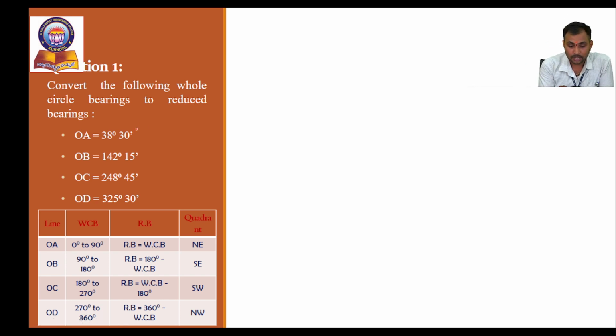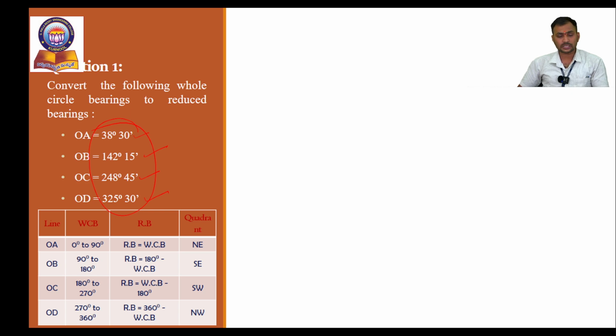See here, the object lines given: OA is 38 degrees 30 minutes. Next, object line OB is 142 degrees 15 minutes. Next, the object line OC is 248 degrees 45 minutes. Next, the object line OD is 325 degrees 30 minutes. So now these are the whole circle bearing values.